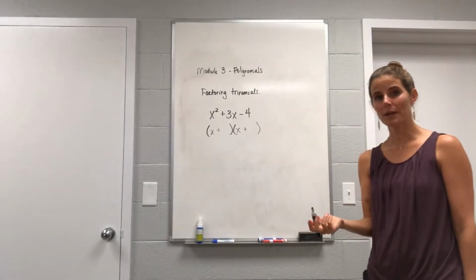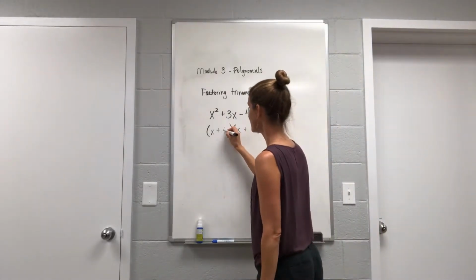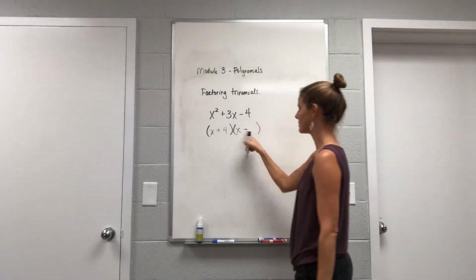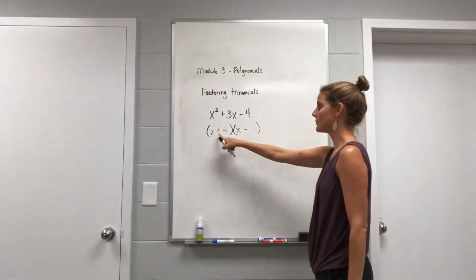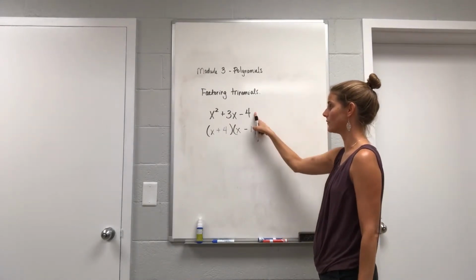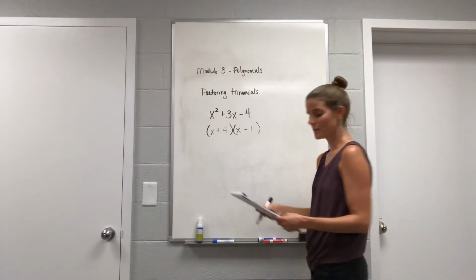So what would multiply to be a negative 4 and add up to be 3? And that would be a positive 4 and a, whoops, I said negative and I wrote it positive, but they should have opposite signs. So a positive 4 and a negative 1. 4 times negative 1 is negative 4. 4 plus negative 1 is positive 3. So there's an example of that.